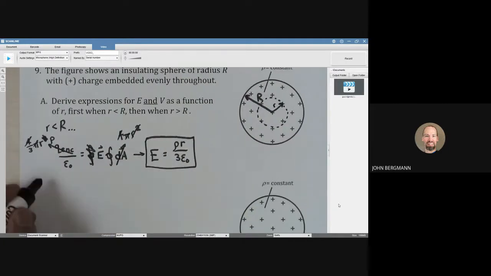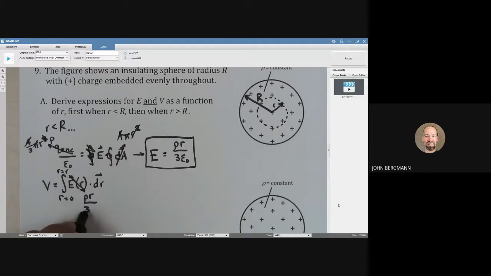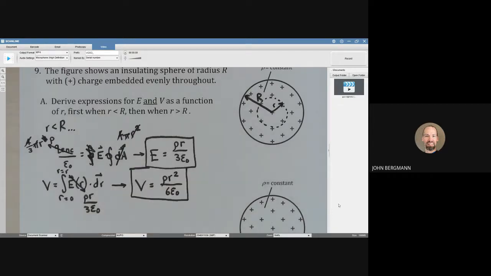Now, if we want an expression for the potential, that is essentially the line integral of E with respect to r. What we'll do here is integrate this from 0 to little r, and then put our expression for the electric field in here, which is rho little r over 3 epsilon naught. Rho and 3 and epsilon naught are constants. You can pull those outside the integral, which means we're left with integrating r dr. And that comes out to 1/2 r squared. And we put our limits in of r equals 0 to r equals r. You can see for yourself, I think, that that's going to simplify to rho r squared over 6 epsilon naught. So that's what we've got there.